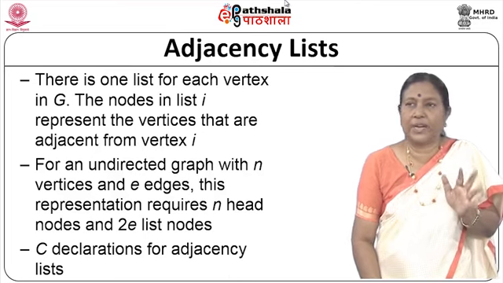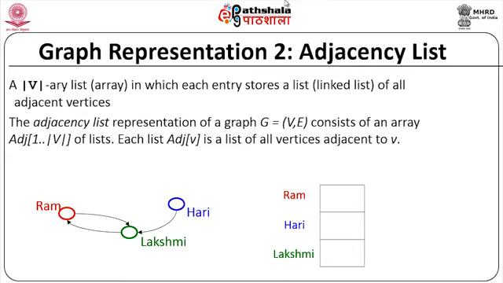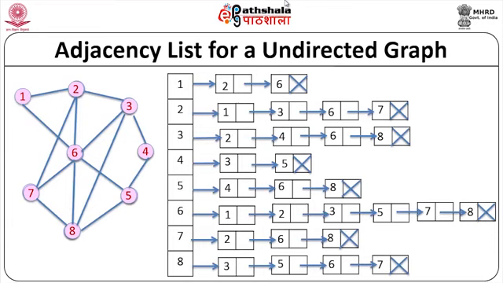C declarations for adjacency list. This is an adjacency representation of that graph that we saw. So V array list array in which each entry stores a linked list of all adjacent vertices. The adjacency list representation of a graph consists of an array of lists. Each array is the list of vertices adjacent to V. So space requirement is of the order of the number of edges. So this is an example of an adjacency list for an undirected graph.